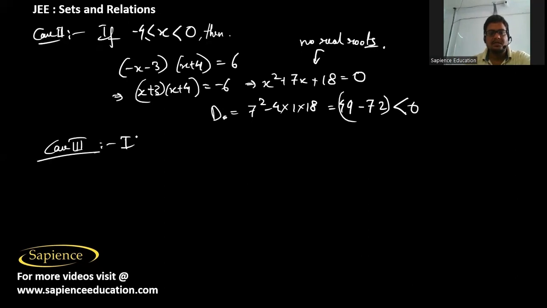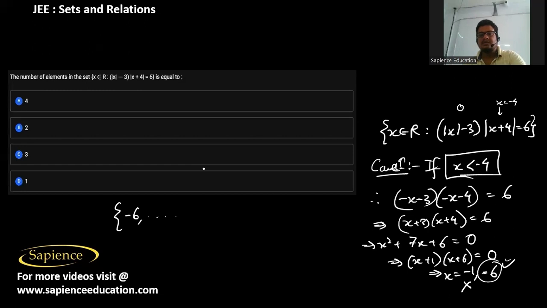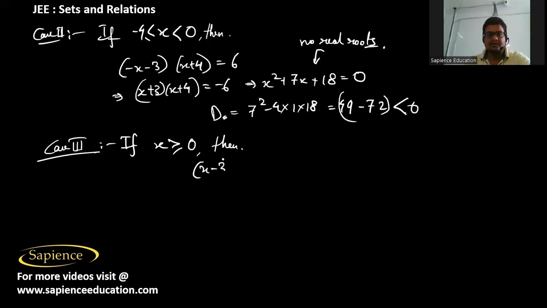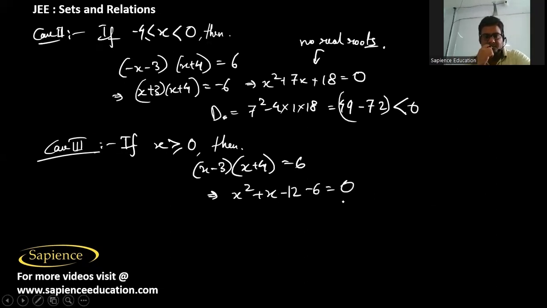From case 3 we can say if x is more than or equal to 0, then what will happen? So x is more than 0, it means we can write it as x minus 3 into x plus 4 equal to 6. So then this will be x square, then plus 4x minus 3x, that is plus x, then minus 12 minus 6, that is equal to 0.